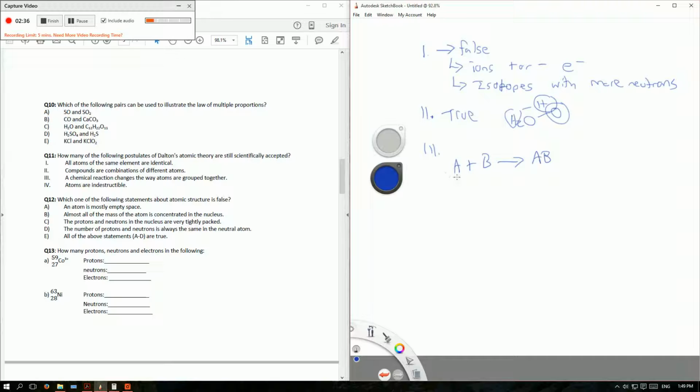We have a few examples of different kinds of chemical reactions that could happen. We could have this. Remember, that's a single displacement reaction. So that one's true. It just changes chemicals around. 4, atoms are indestructible. So this is false. And I mentioned this in class.